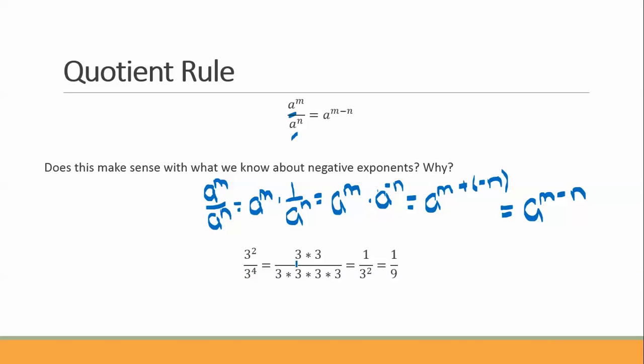to the fourth, that's equal to 3 times 3 in the numerator and 3 times 3 times 3 times 3 in the denominator. And if we have the same factor in the numerator and the denominator, we can divide those out. When there's no factors left in the numerator, we're going to put a 1 there, and then in the denominator we have 3 squared, so 1 over 3 squared, which is 1 over 9.